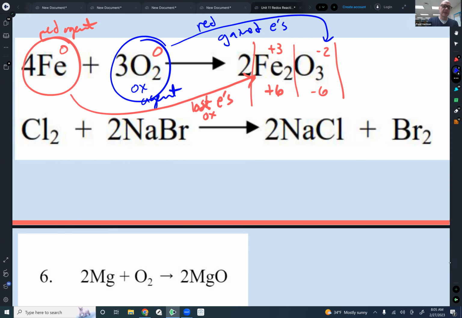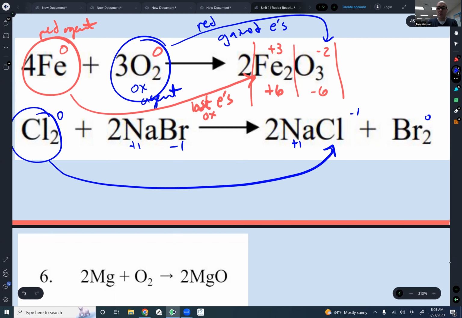Let's try chlorine. Chlorine over here is a 0. Over here, it's a -1. Sodium is a +1. Sodium is a +1. It didn't change. Bromine is a -1. Over here, it's a 0. That means that the chlorine went from a 0 to a -1. That means it has gained electrons. That means it went through reduction.